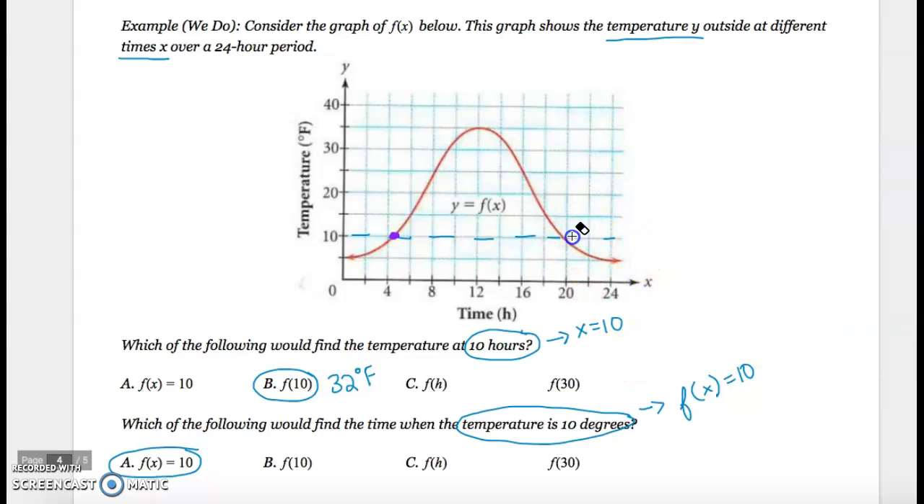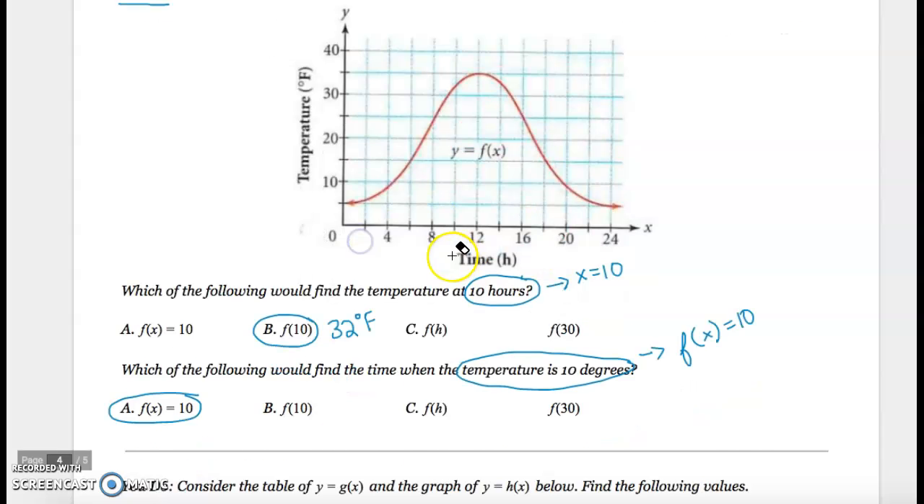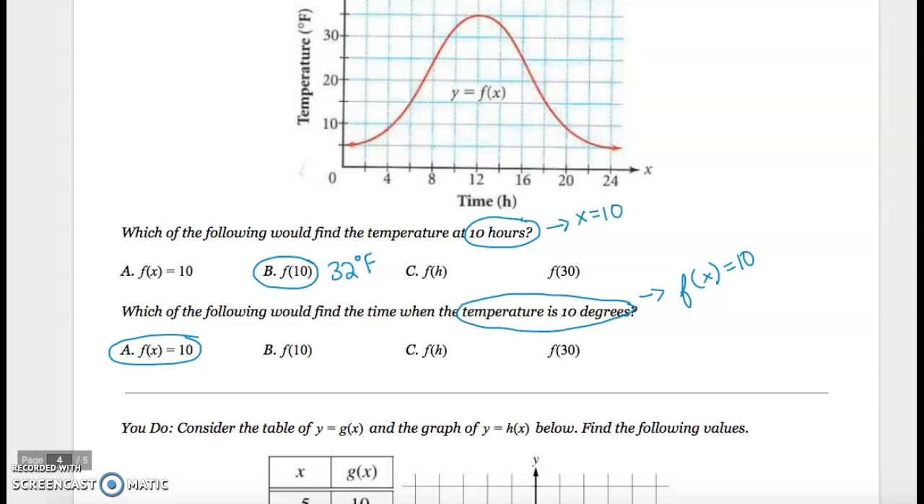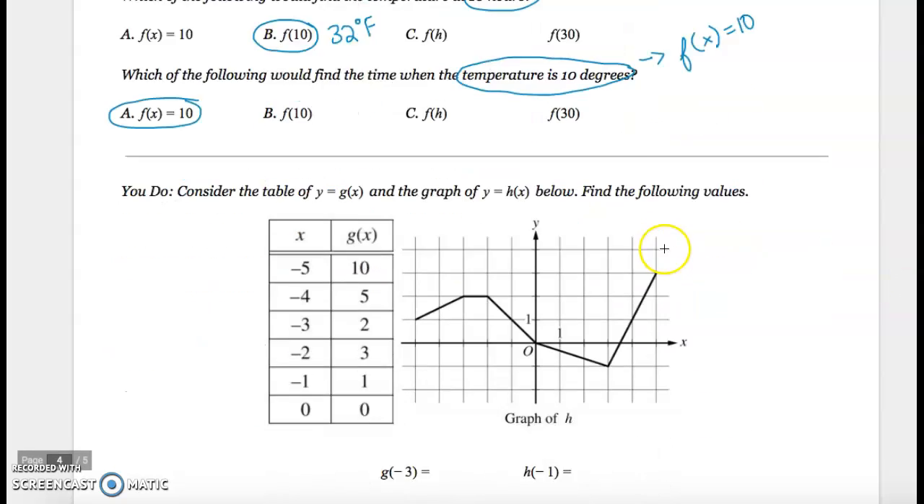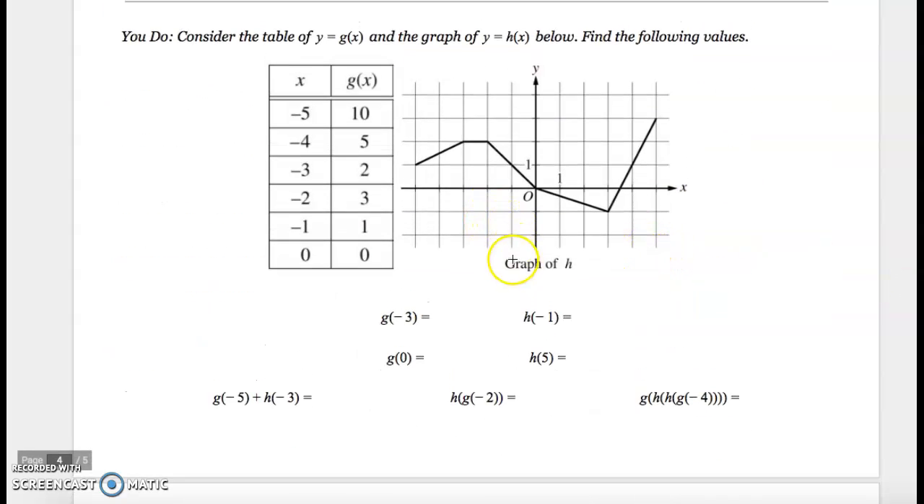All right, I think we got one more question for this part. Oh, nope. We're going to go straight to the you try now. All right, so if you want to take a pause and try and do that. Okay, and then now that we're done with that, we're going to find all of these pieces of information. All right, so you have a table of g of x and you have a graph of h of x, so make sure you pay attention to which function it's asking you about.